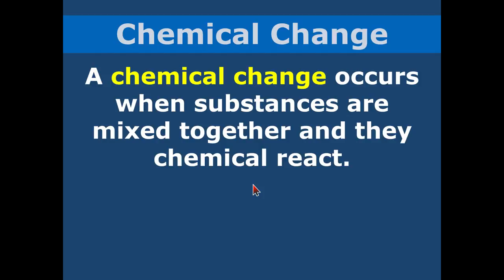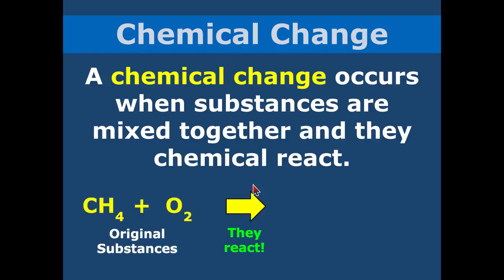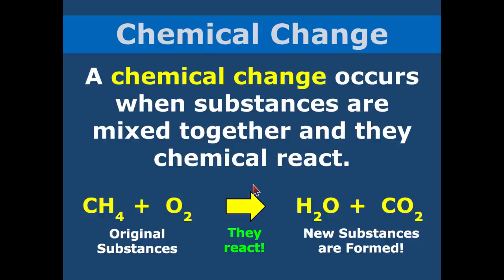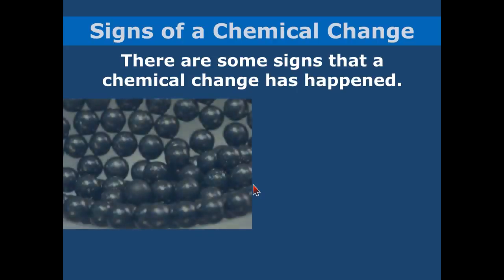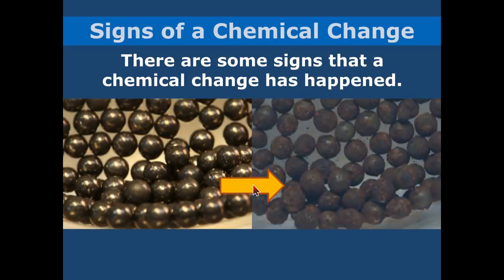There's a lot of evidence for chemical change, but when you go back to a chemical formula, like for example here, you have your reactants, we have CH4 plus O2, yielding a new product, a new substance forming, which would be H2O plus CO2. So there's always going to be a sign that chemical change happens.